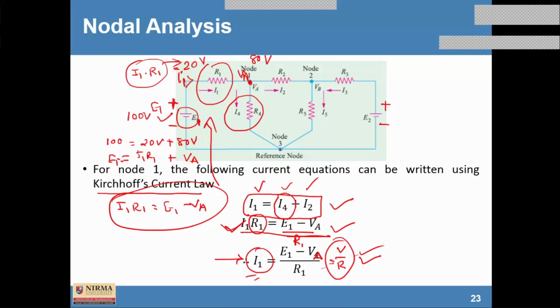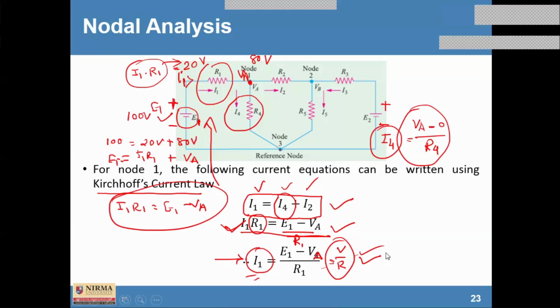ये VA वो यहाँ पर VA है, और यहाँ पे नोड 0 है, मतलब VA minus 0 upon R4. Can we write like this for I4? तो मतलब रेफरेंस नोड का पोटेंशियल 0 होता है. हाँ, 0 होता है. फाइन. ओके, सो ये हम कंसिडर करके लिख दिया कि भाई VA minus 0 upon R4. So I can write an equation of I4 also.